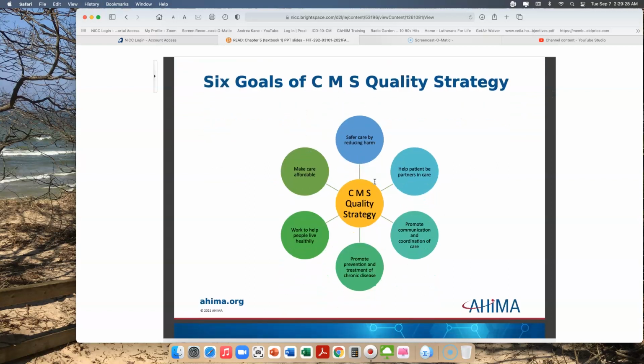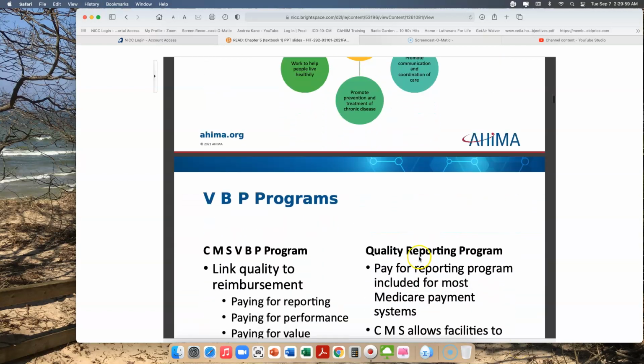There are 6 goals of CMS's quality strategy, and they are all listed here for you on the screen. They include safer care by reducing harm, help the patient be partners in their care, promote communication and coordination of care, promote prevention and treatment of chronic disease, work to help people live healthier lives, and make care affordable. And it would be helpful for you to know those things.